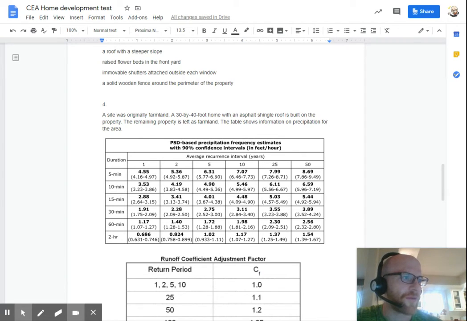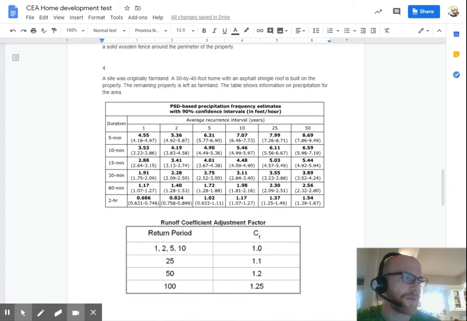So it says the site was originally farmland. A 30 by 40 foot home with an asphalt shingles roof is built on the property. The remaining property is left as farmland. The table shows information on precipitation for the area.